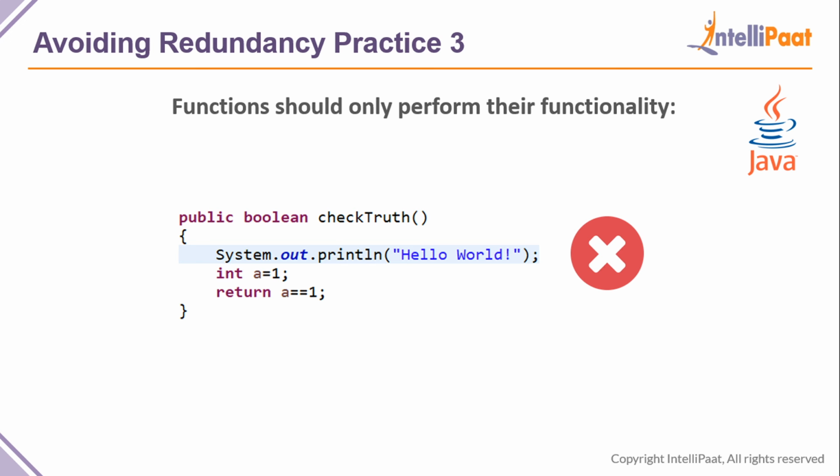Like here we have System.out.println hello world, which is not a function that checkTruth is supposed to have by name. Whenever another programmer is using checkTruth, it will print hello world, but they might not know that the checkTruth function also prints hello world. So it might be a problem for them. It's generally better coding practice to always have the function do what it's intended to do.